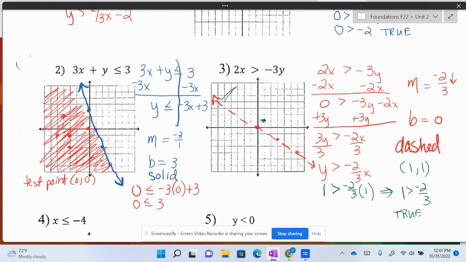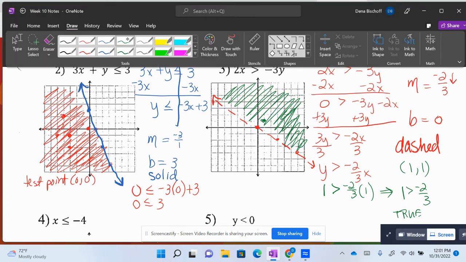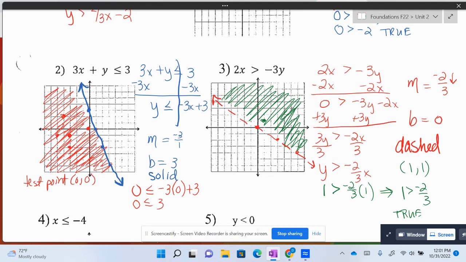So I'm going to shade everywhere on that side of the line where the test point lives. This means that I could use this ordered pair and the inequality would be true. And I could use this point and this point and this point. I could use any ordered pair on the shaded side of the line, plug it into the inequality, and it would provide me with a true statement.